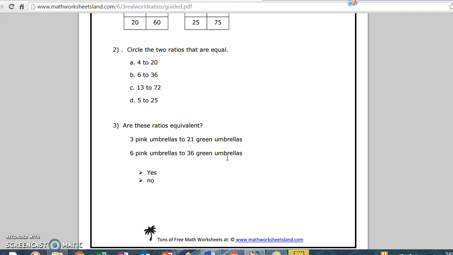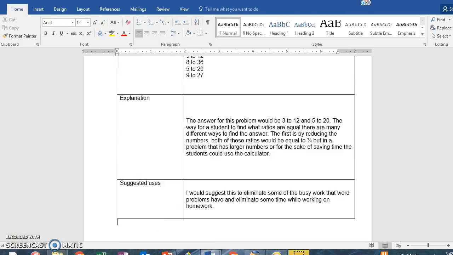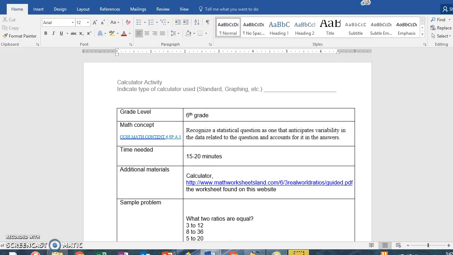The student would have to take the important information out of here to get the answer for this, and by dividing, if they chose to divide 21 by 3, or 3 divided by 21, which would give them a decimal, either way the ratio is still not equal. That would be the type of worksheet that I would use for the calculator activity. It's fairly easy, but once the numbers start to get to 2 and 3 digit numbers, using the calculator would be extremely beneficial, especially at a 6th grade level. And that is my calculator activity.